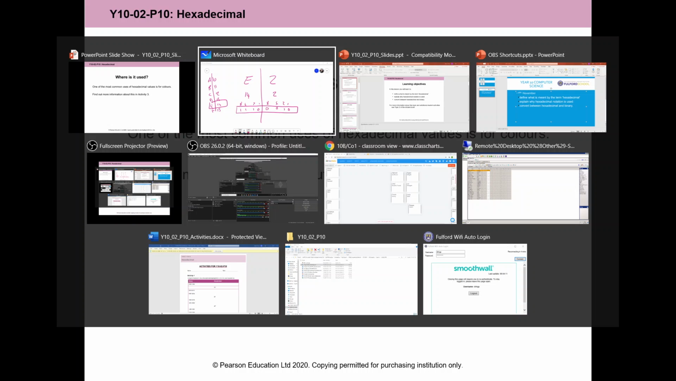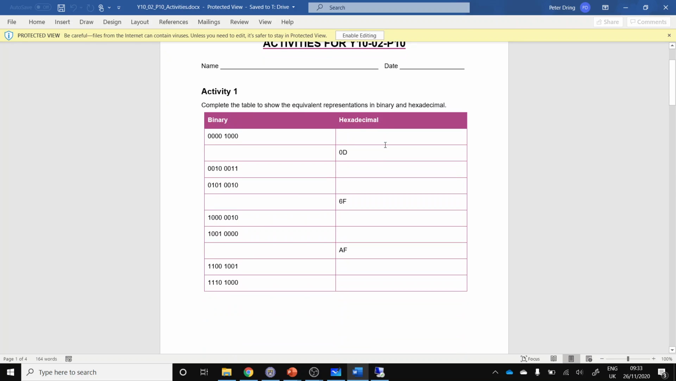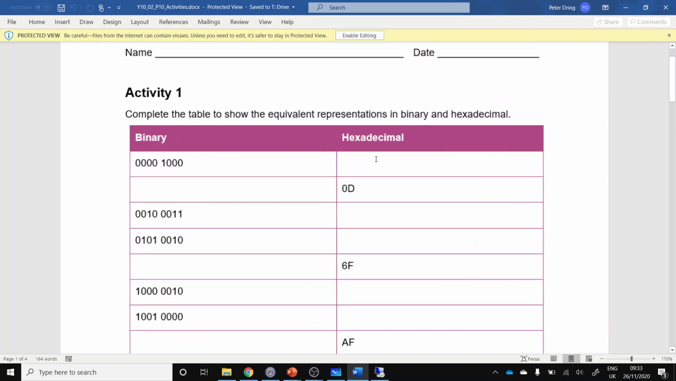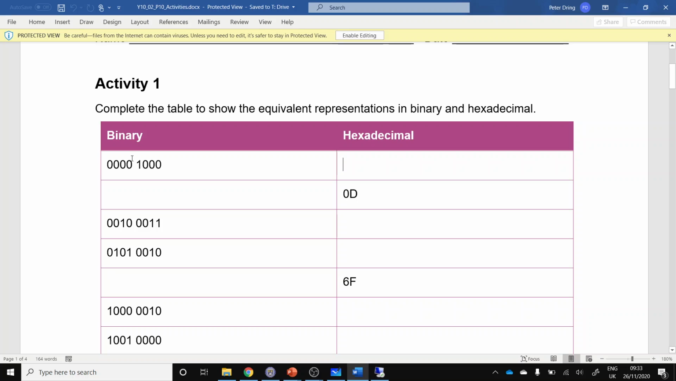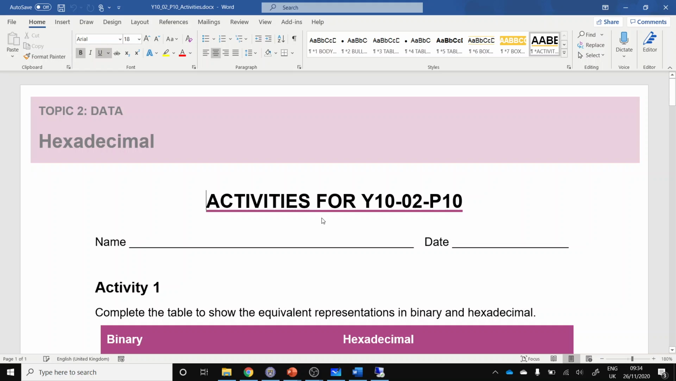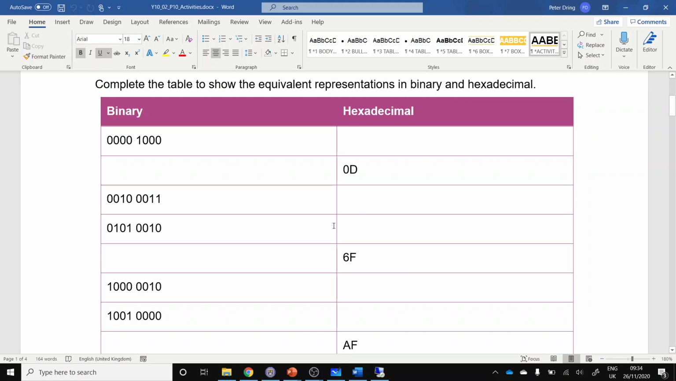Where's it used? Well, I think we can just jump straight in to activity 1 on P10. I would recommend having some paper for this, but when you get the hang of it, it's nice and easy. You just split it up into nibbles. So a 0 is going to be a 0. And these 4 bits here, 1, 2, 4, 8, it's just going to be 8. So that first one is going to be 0, 8. See how you get on.